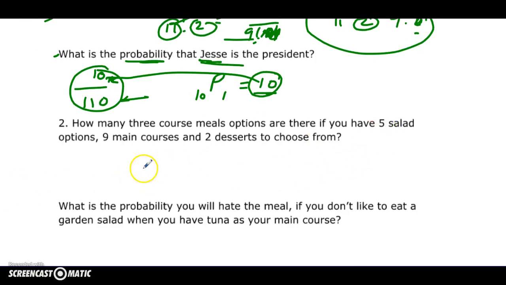You have 5 salad options, 9 main course options, and 2 desserts. I don't know if that's spelled right. I gotta admit. I think it's 2 S's. Desserts. I don't know. Whatever. 2 desserts, and you want to figure out how many meals can you choose from there. That's 45, and times 2 is 90. You just multiply right across, right? Now you could go 5P1 times 9P1 times 2P1 if you want. You get the same thing, 90.